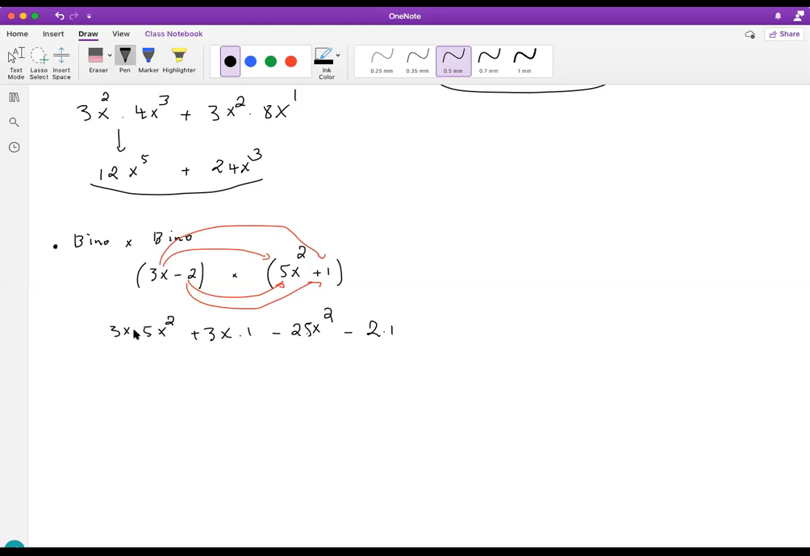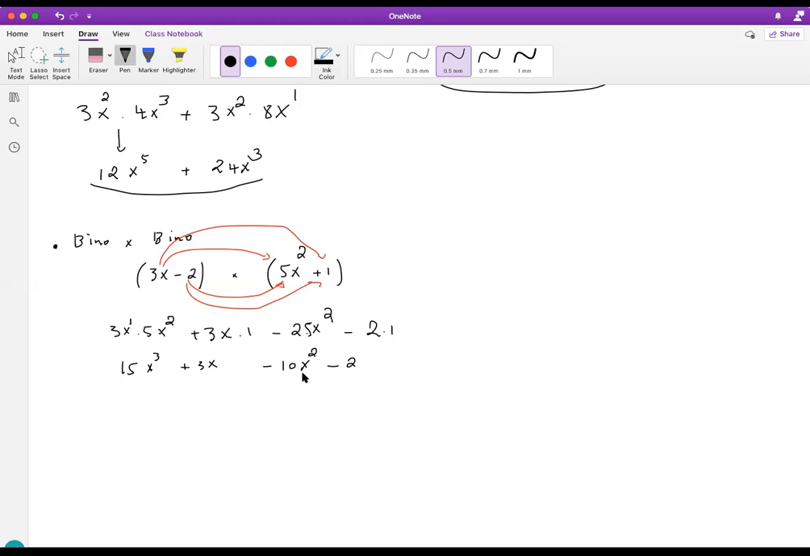Now we're going to multiply each one of these. So 3 times 5, that's 15. Again, the power is invisible, it's 1. So x to the third. 3x times 1, and 3 times 1 is itself. Identity property of multiplication. 2 times 5x is 10x squared. That's right. Then minus 2.